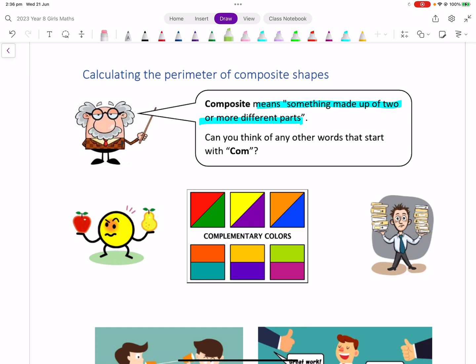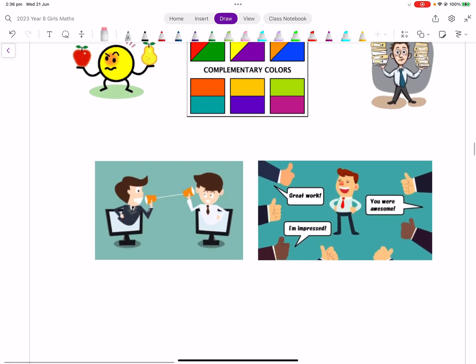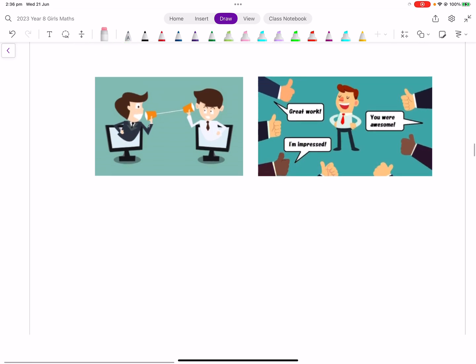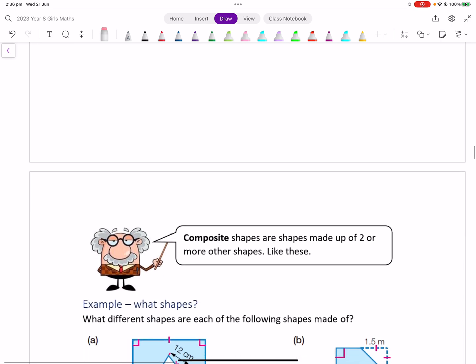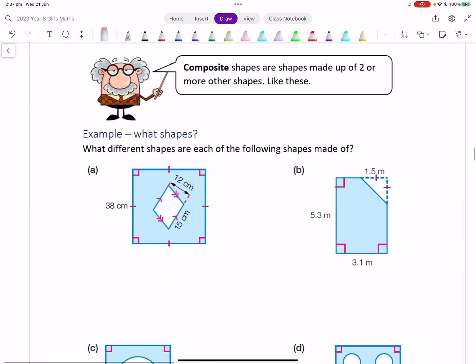This dude is doing a comprehensive job looking at all those things, more than two things. These guys are communicating. You need two or more parts to communicate. This guy is getting some compliments. It takes two or more people to give and receive a compliment. So a composite shape is a shape that is made up of two or more shapes. So let's look at some examples.